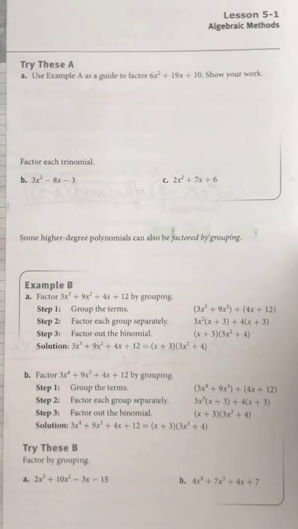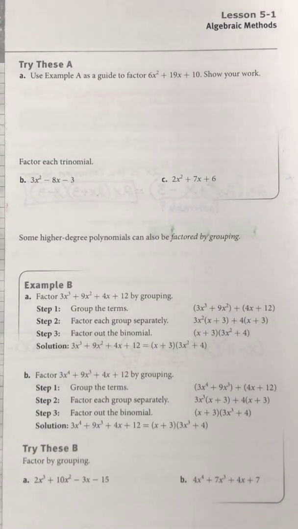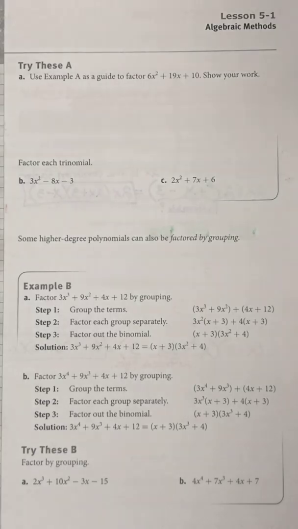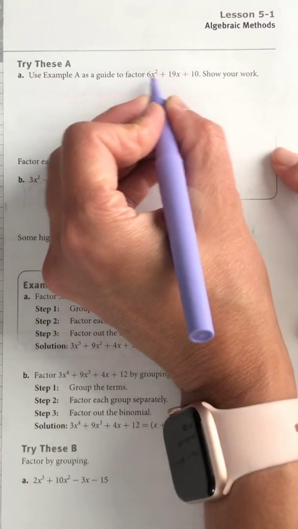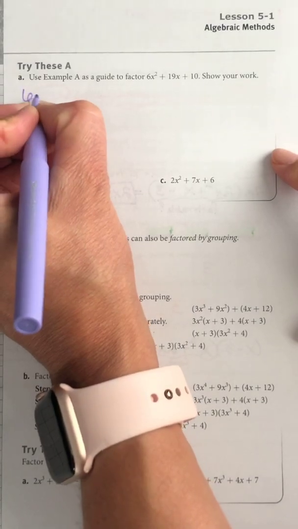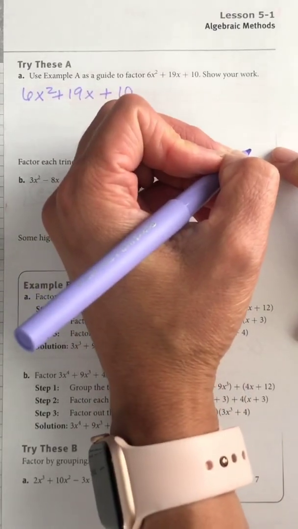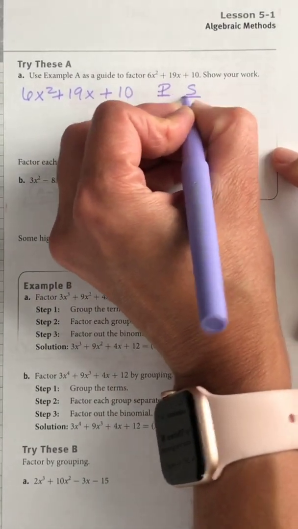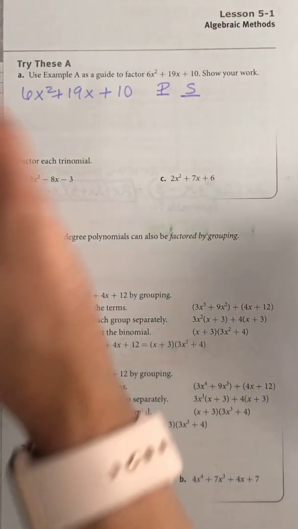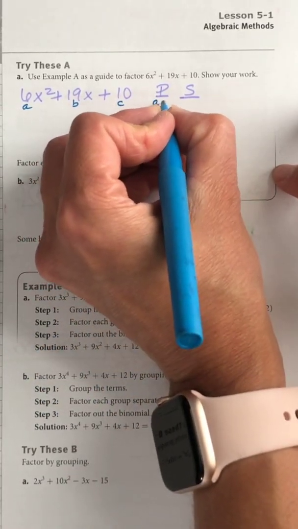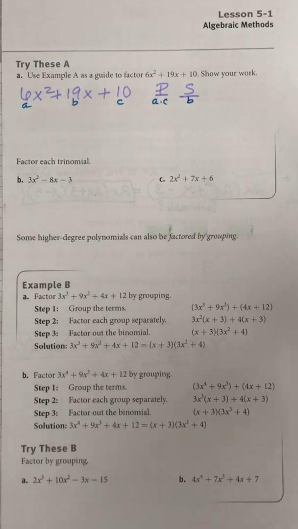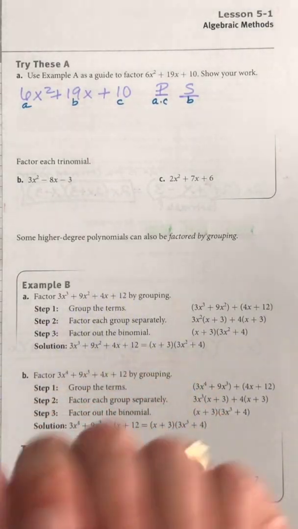We're going to try these A. It says use example A as a guide to factor. Well, we've already had a couple examples, so we don't really need to use example A as a guide, but it's there for you in case you need it. So let's take a look at what we have here. We have 6x squared plus 19x plus 10. So let's write that down. 6x squared plus 19x plus 10. And I want to factor this, so we've got to use product sum. And let's identify the ABCs. A, B, C. Because we know the product is always A times C, and the sum is whatever B is. But you guys had lots of practice with that on the IXL, so you should be good.